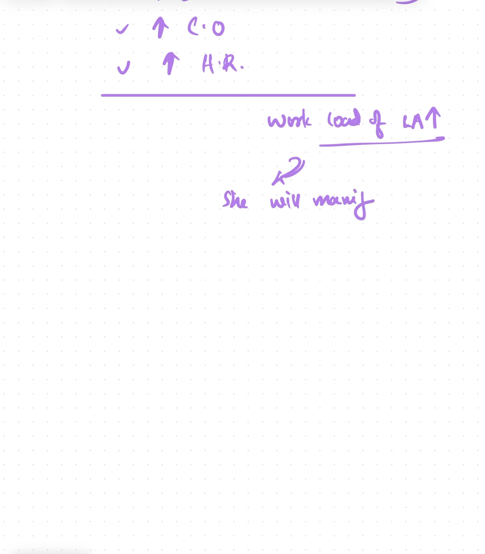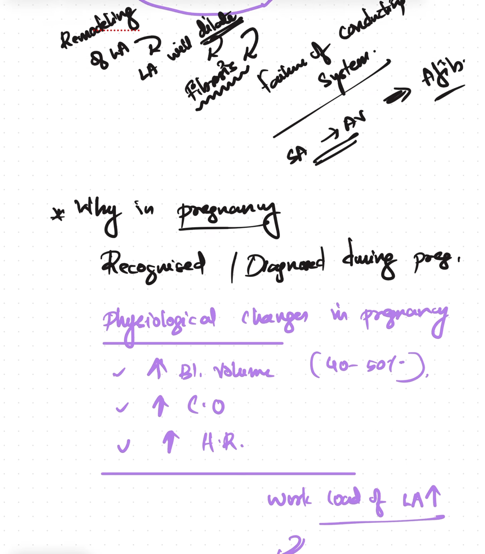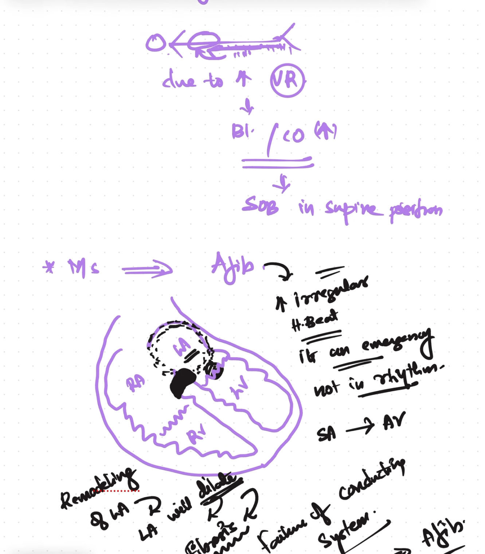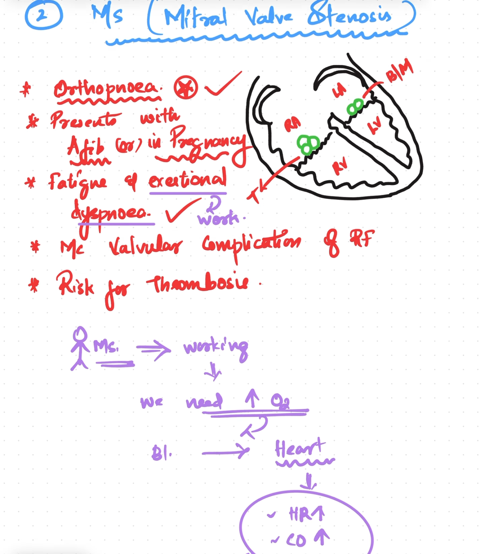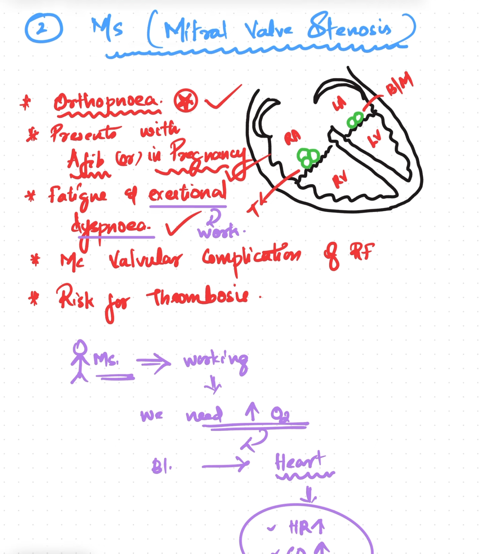And when the workload suddenly increases in pregnancy, she will manifest symptoms like fatigue, exertional dyspnea, orthopnea, etc. So that's how it is not a disease of pregnancy, but it is a disease that is mostly diagnosed during pregnancy due to increased blood volume in pregnancy. So I think I have covered the pregnancy story and the AFib story.